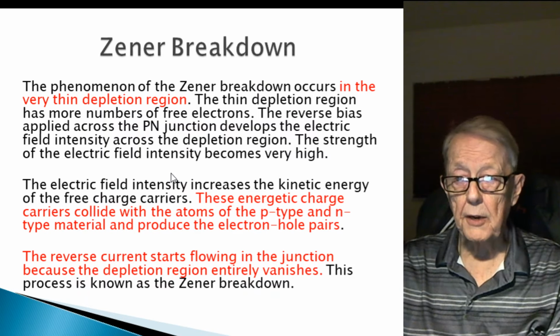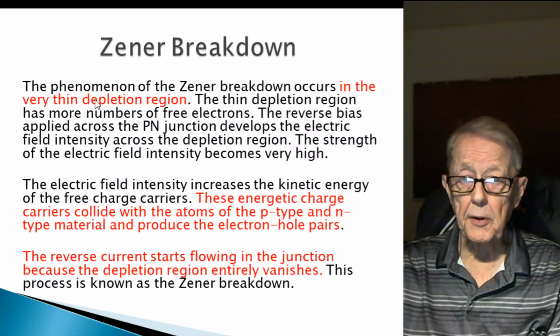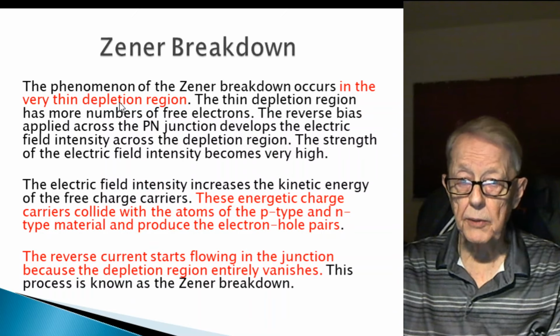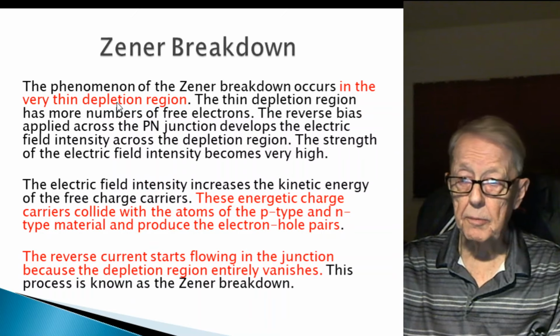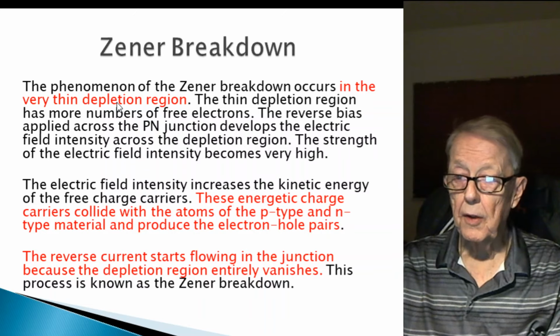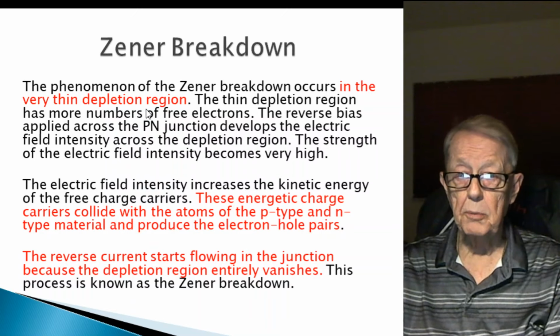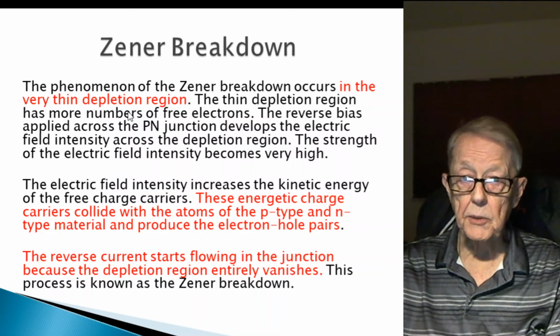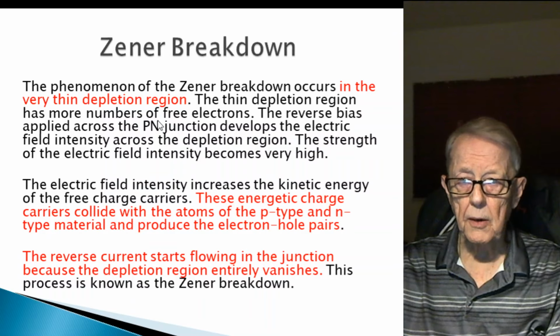The Zener breakdown is exactly where we want to operate the Zener diode, and the breakdown occurs in the very thin depletion region. Thin depletion region. One part of the explanation in terms of avalanche, it looks like you're getting a wide voltage and maybe a wide region. This says, no, it operates in a very thin depletion region. The thin depletion region has more numbers of free electrons. I almost wonder whether they wrote this wrong.